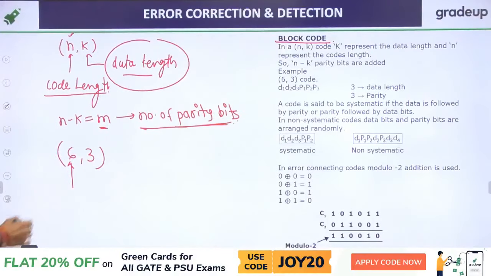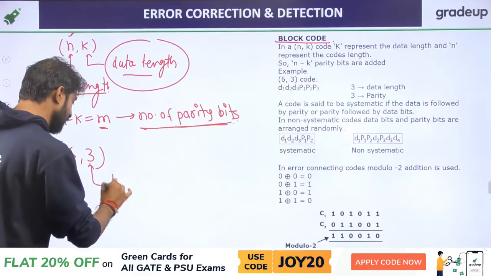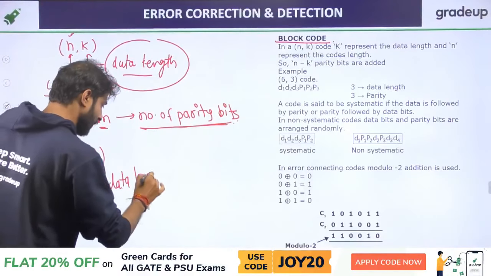So there will be the 6, that is called the code length, and the 3 is just the data length. Now we can say that it is a data length.